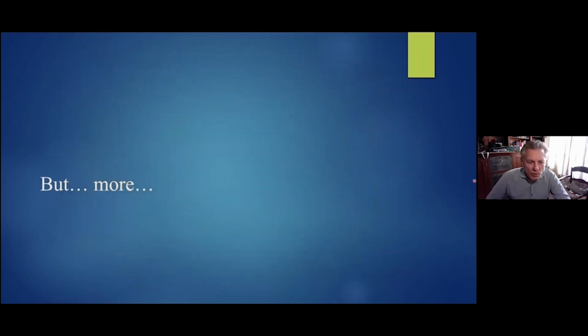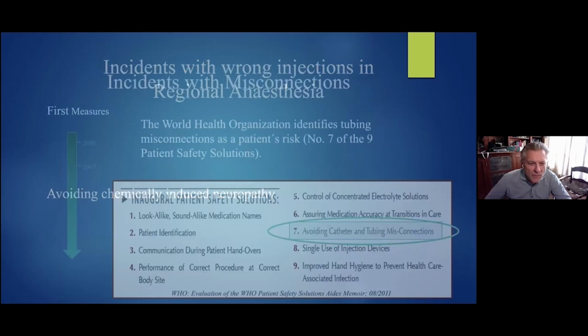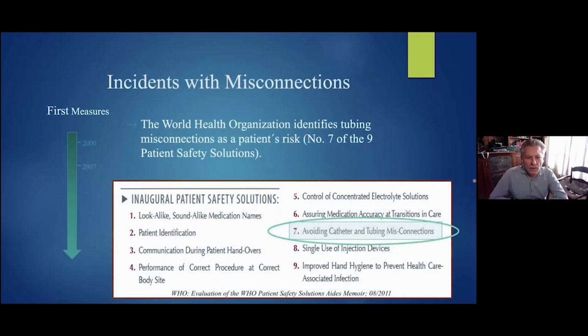But there is more. What about the incidence of a wrong injection in regional anesthesia? So for avoiding chemically induced neuropathies, the World Health Organization identifies tubing misconnections as a patient risk. And so for 20 years they have been looking at avoiding catheter and tubing misconnections.